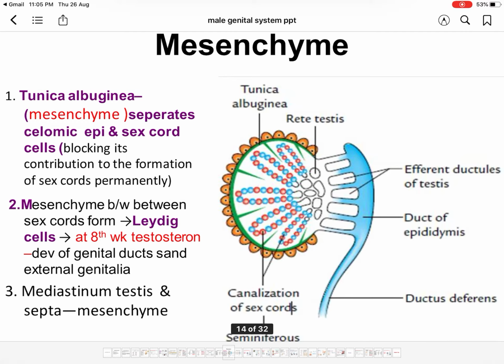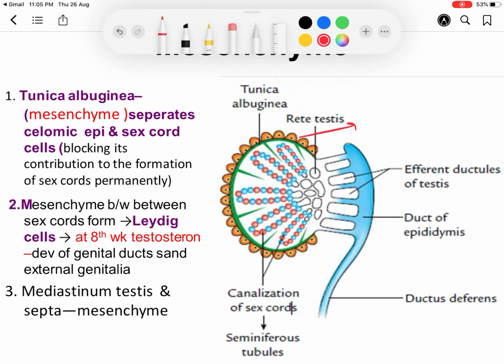Now this is the coelomic epithelium, the yellowish one, and underneath it is the greenish one, the underlying mesenchyme. This mesenchyme condenses here and forms the Tunica Albuginea, and it will form further septa in between the seminiferous tubules. So the Tunica Albuginea is separating the coelomic epithelium and sex cord cells. Here you can see the coelomic epithelium, this yellowish one, and these are the seminiferous tubules or the sex cord cells, और इनके बीच में Tunica Albuginea है. So it will separate these two structures.